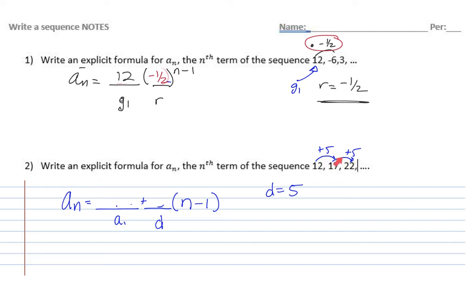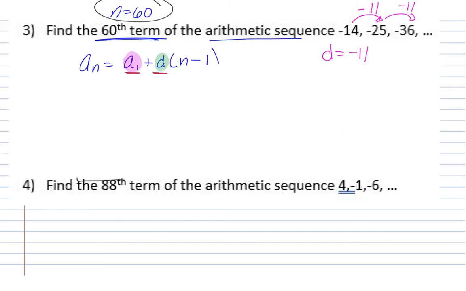For the second one, they're telling you to write another explicit function, but now it's increasing by adding. So when you're adding or subtracting, remember it's arithmetic. That means you're going to find the D, and your A1 is 12, the first number of your sequence, and then you're going to go 5.